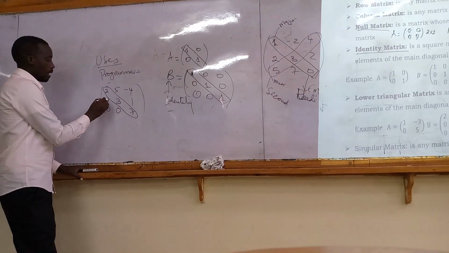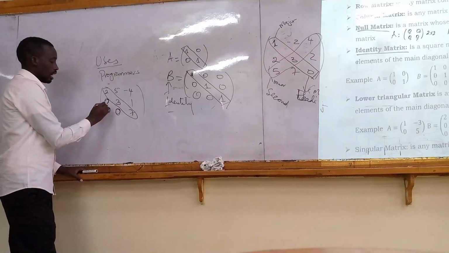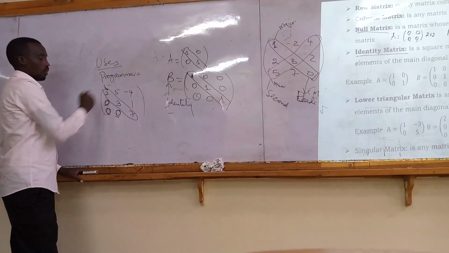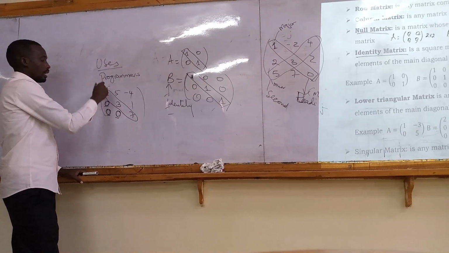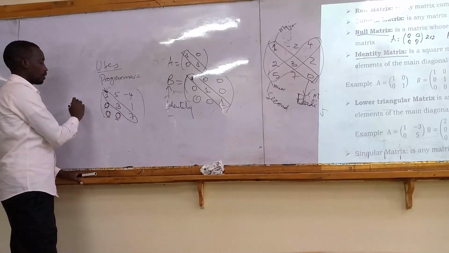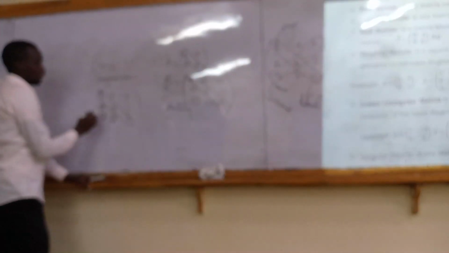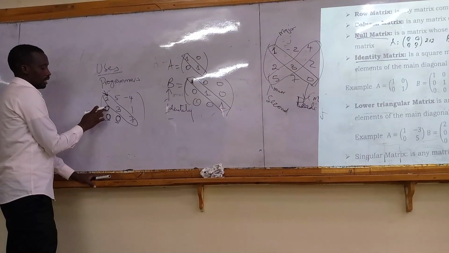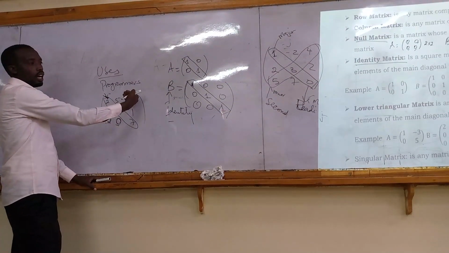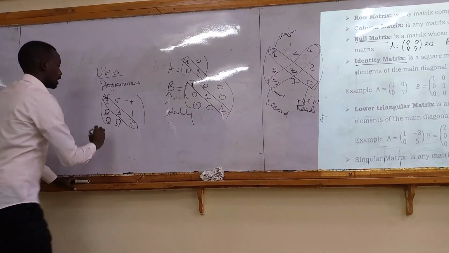This element here, 0 here, 0 here, if they are below the main diagonal, if they are zeros, we call that matrix a lower triangular matrix. If the zeros here are above the main diagonal, we call that matrix an upper triangular matrix. Example is this.